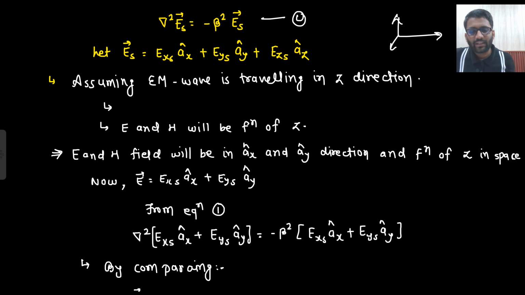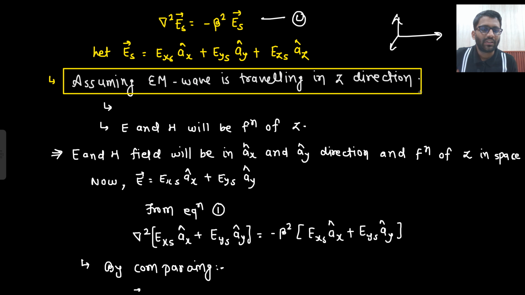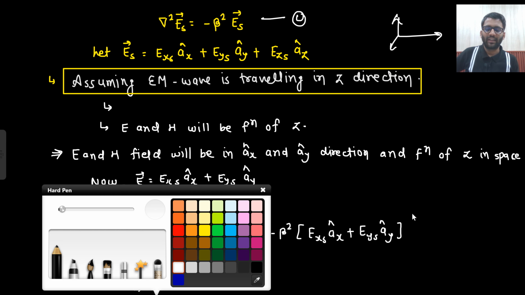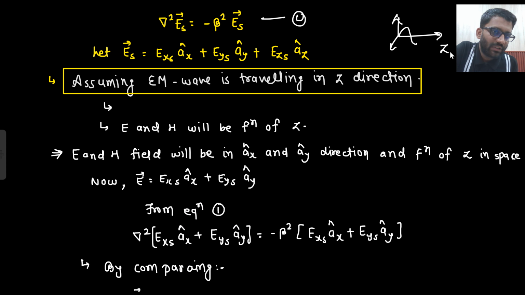Now one assumption I am making is that my EM wave is traveling in the positive z direction. If your EM wave is traveling in the positive z direction, this is positive z, this is x, this is y, then your electric field component can be in x direction. It can be in y direction as well, but it will never be in z direction.